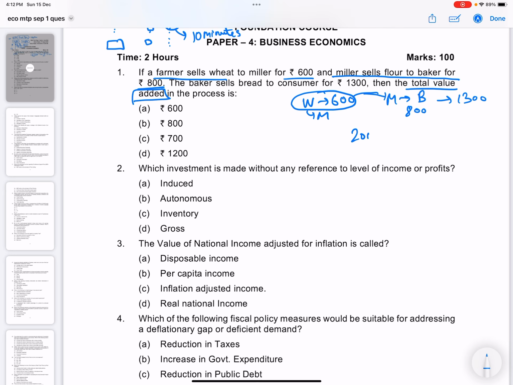So 200 would be the value added in this case. Now we are supposed to find the total value added: 200 by him, and then the baker is selling it at 1300 to the consumer. So plus 500. So the total value added is 700.